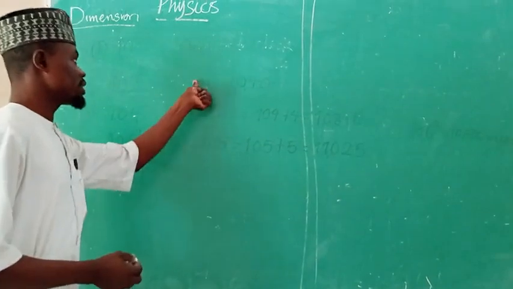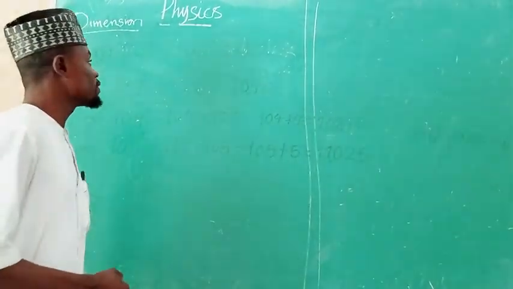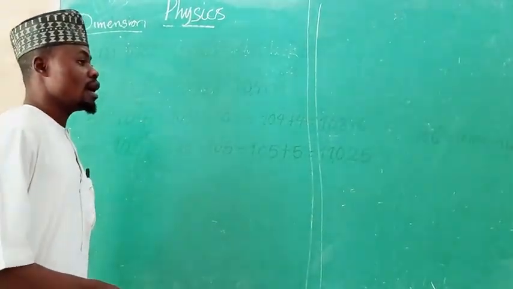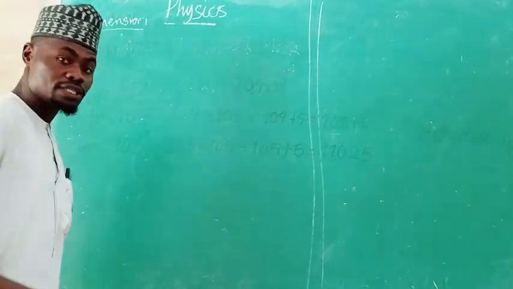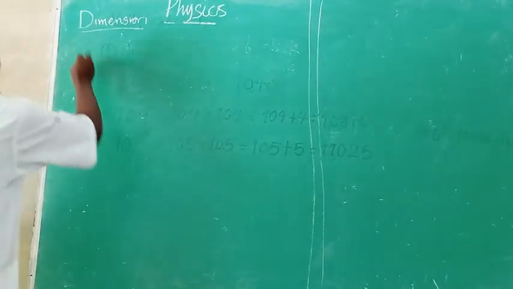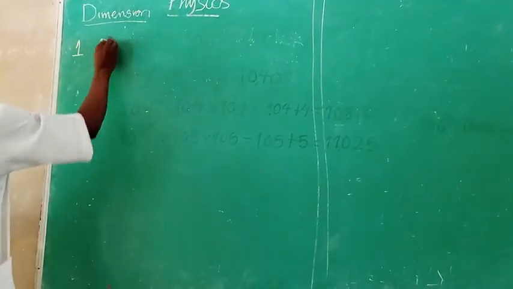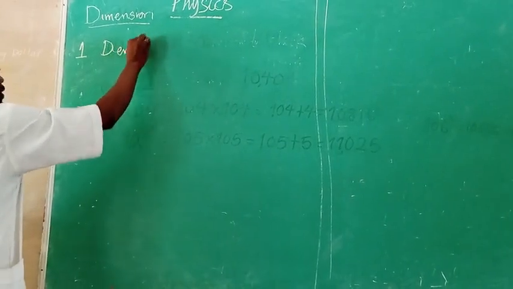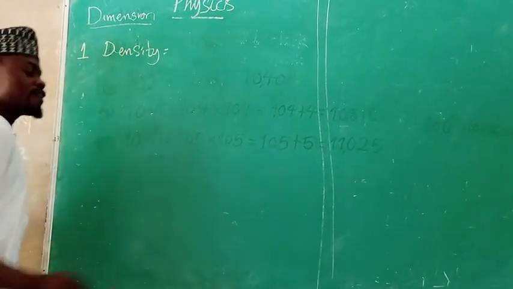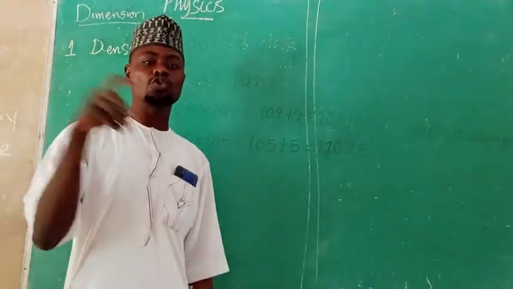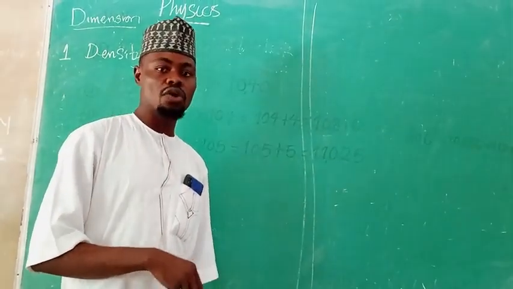Today I'm going to continue with the topic I've been teaching you before, which is dimension. We have solved some dimensions of physical quantities, but I'm going to continue now. Number one, the first one we're going to look at today is the dimension for density. Before you find the dimension for any physical quantity, you must know the formula for that physical quantity.